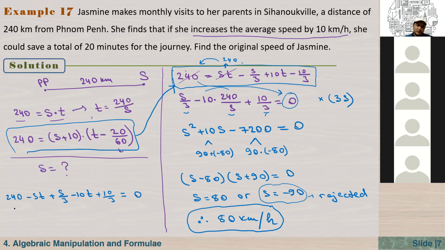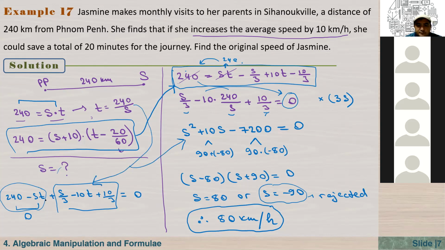So now 240 minus st is equal to 0, because 240 is equal to s times t. Then st is 240. If 240 minus st is 0, then st is 240, right? Here, they are equal to each other. They are gone. Now we don't have it in this equation. What is left here? Only this part. Now, after that, I just substitute this 240 over s for t. And we got this equation.